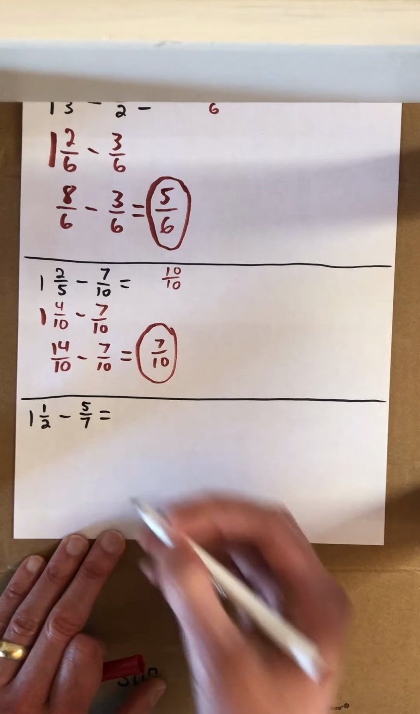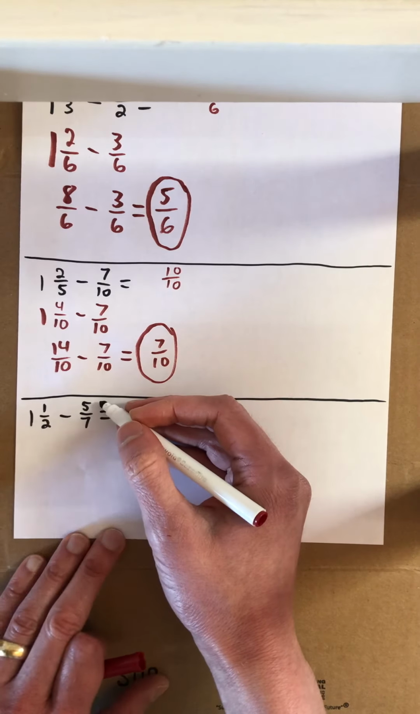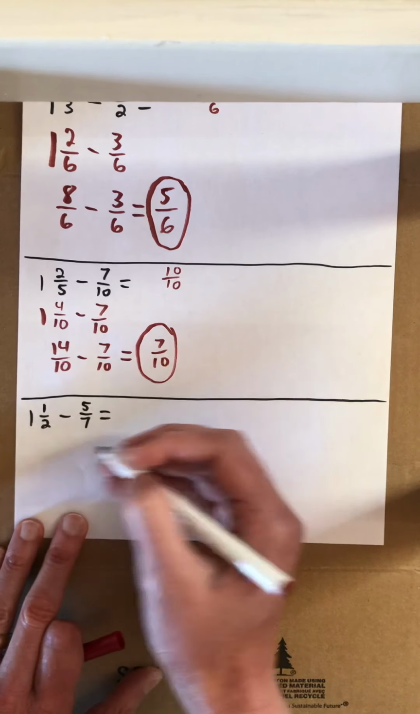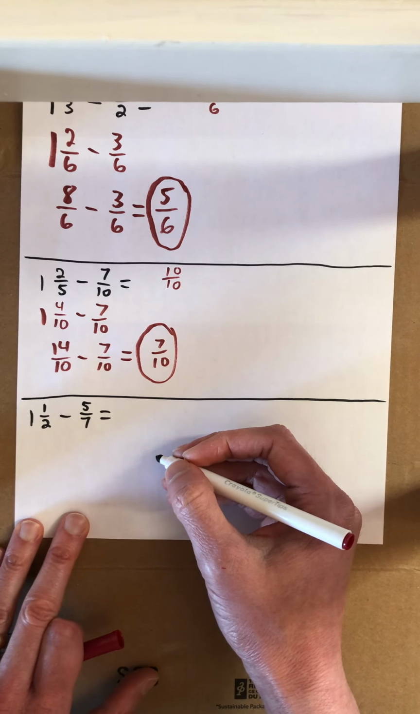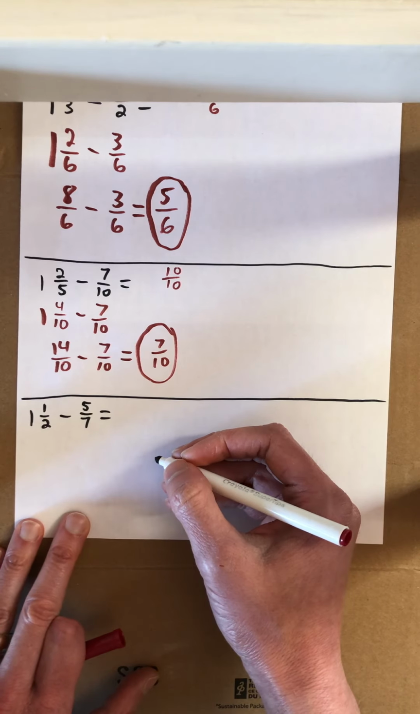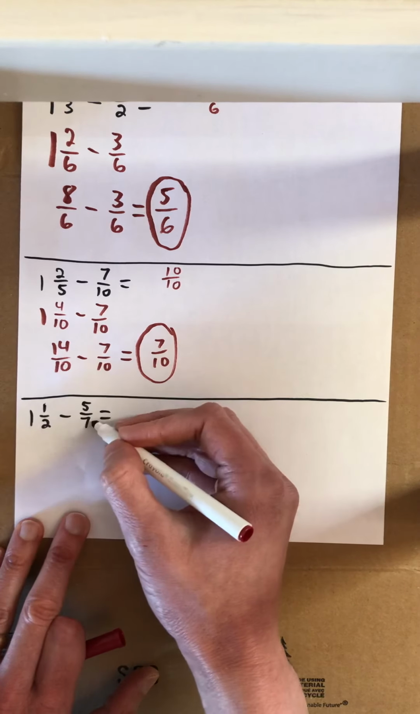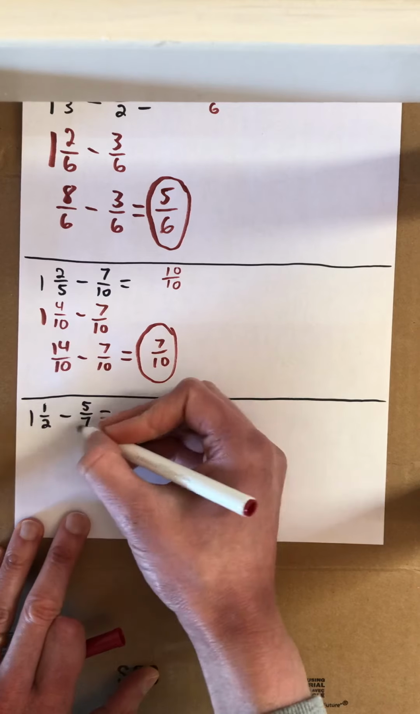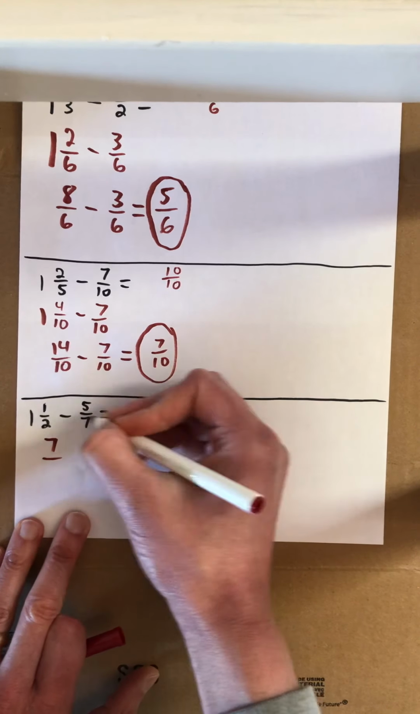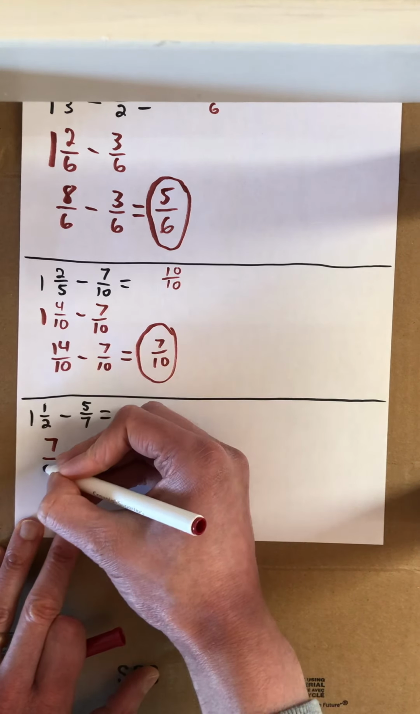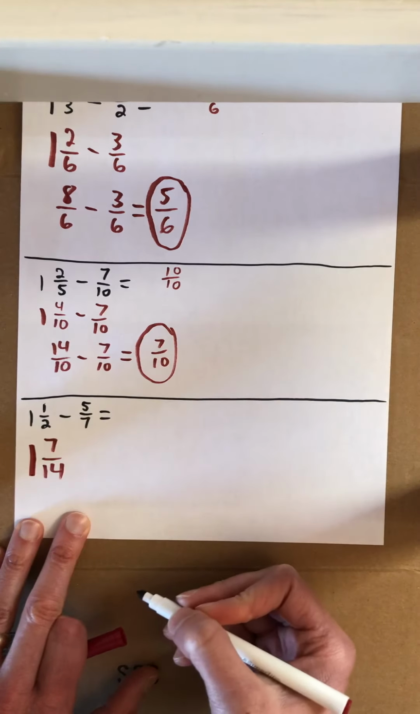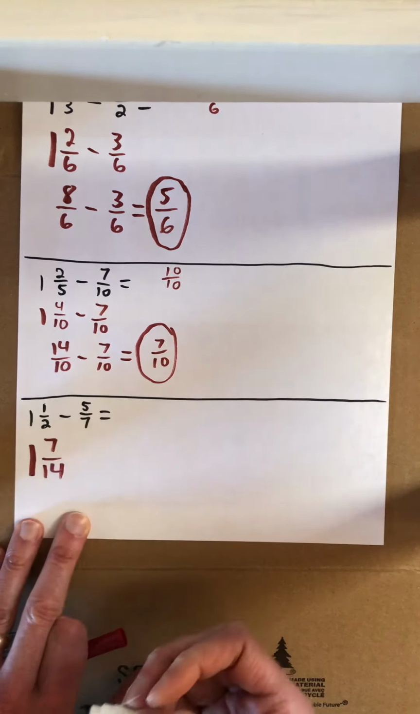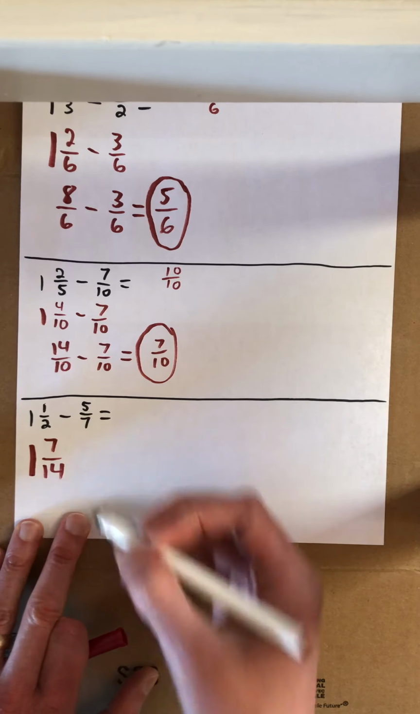My last one here is 1 and 1/2, take away 5/7. Once again, I need to make the denominators the same first before I'm able to subtract these things. So let's go ahead and do that. I'm going to multiply top and bottom of this one by 7. So I'm going to do 1 times 7, that's 7. 2 times 7, that's going to be 14. And my 1 whole just stays there. It does not get multiplied by 7. It just stays right there.